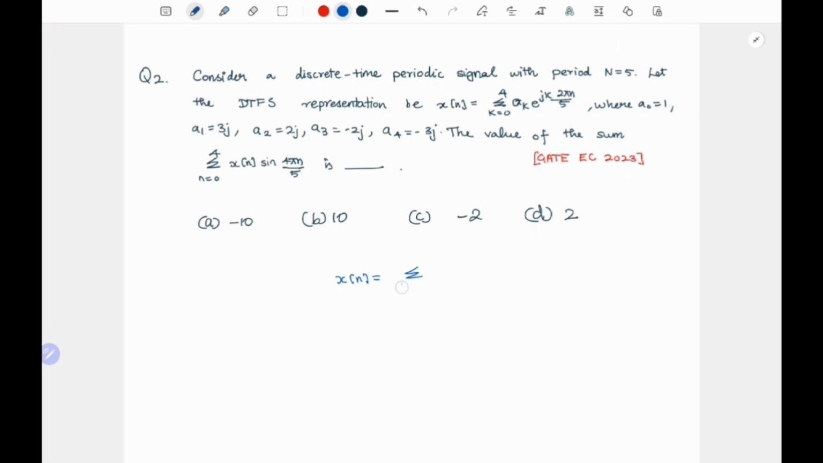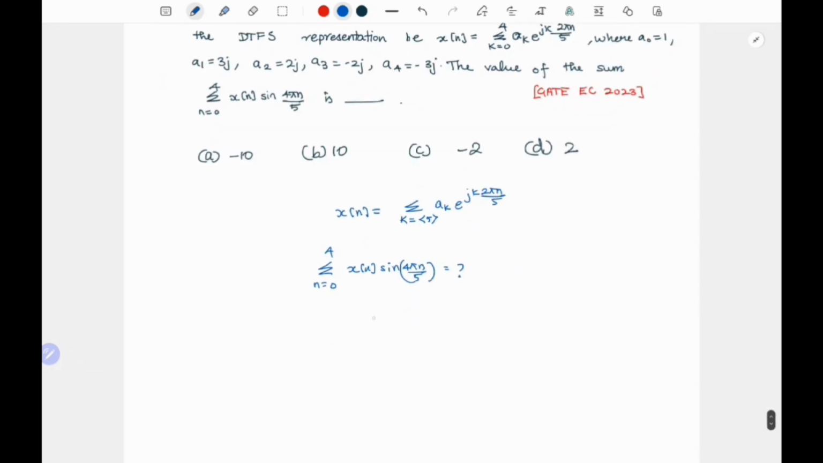But we know the relation need not be specific, right? It can be over any period of 5 here. And we have a k e power jk 2 pi n by 5. And similarly, your summation n equal to 0 to 4 x of n sin 4 pi n by 5. This is what we are required to find. And if you observe, your sin 4 pi n by 5 is also periodic.